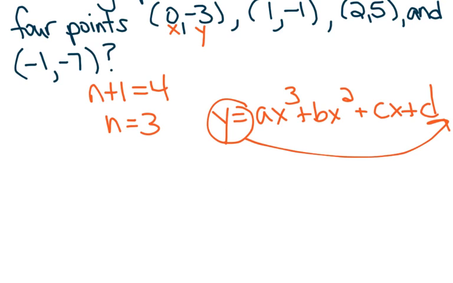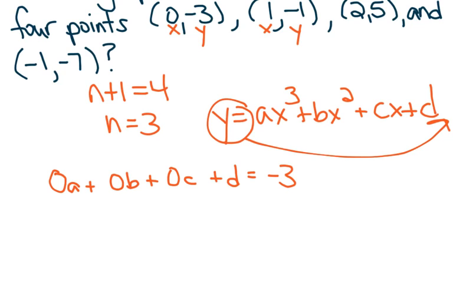I'm going to plug in 0 everywhere I see an x, and I'm going to plug in -3 for y. So I'm going to have 0a plus 0b plus 0c plus d is equal to -3. Yes, I'm going to leave the a, b, and c there because what we're going to do in a few minutes is we're going to create a matrix. We did this when we did quadratic regressions.